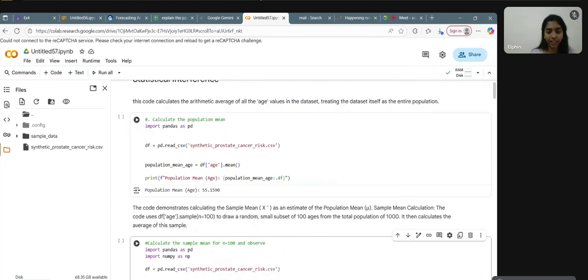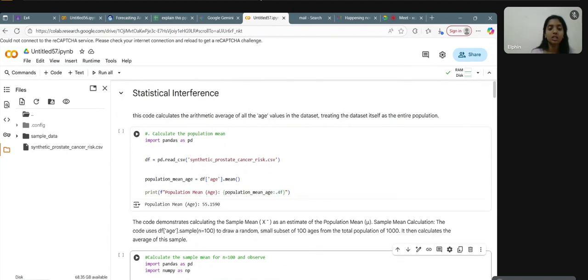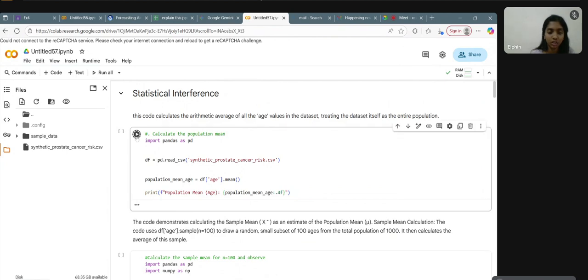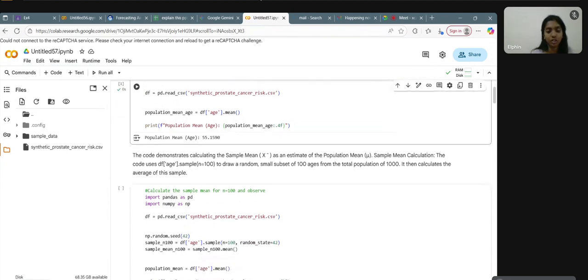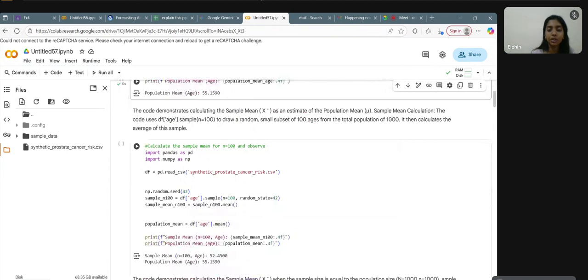First question, calculate the population mean. This calculates the arithmetic average of all the age values in the data set, treating the data set itself as the entire population. See here, population mean. It is showing 55.1590 for age.